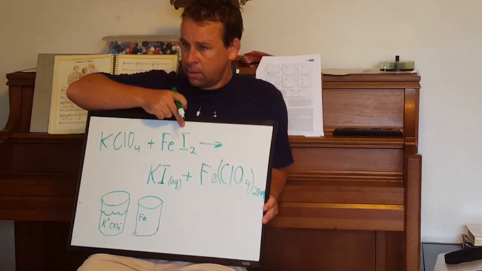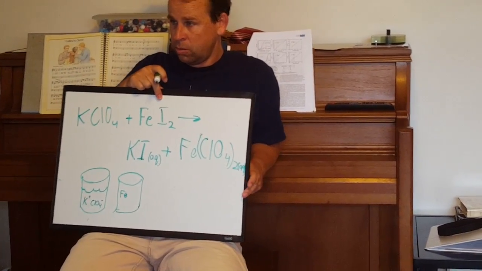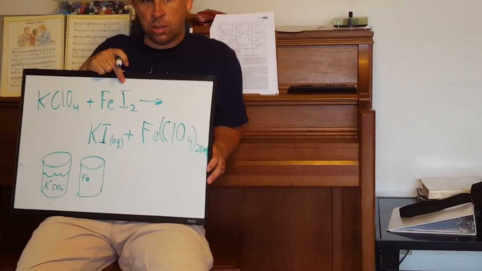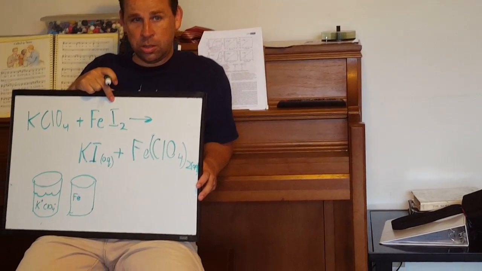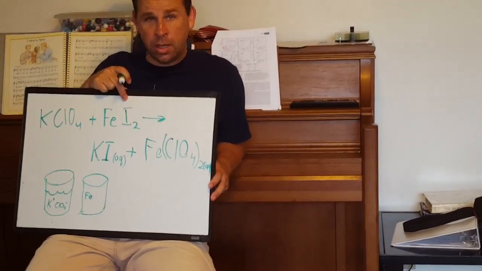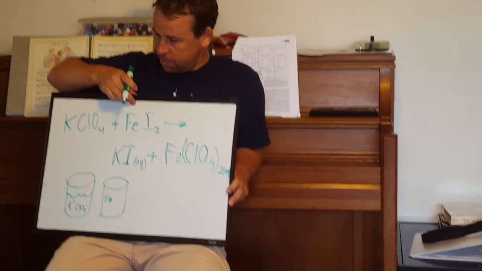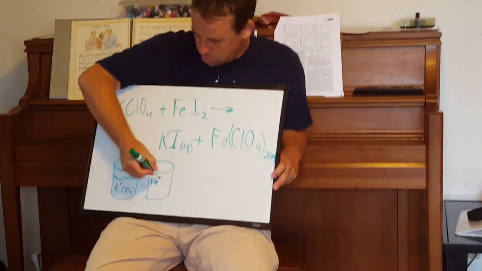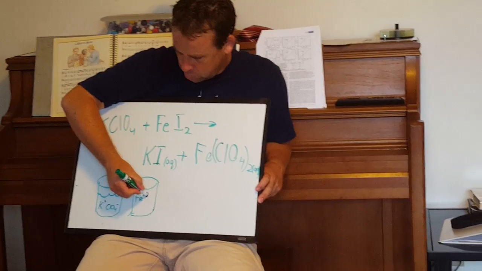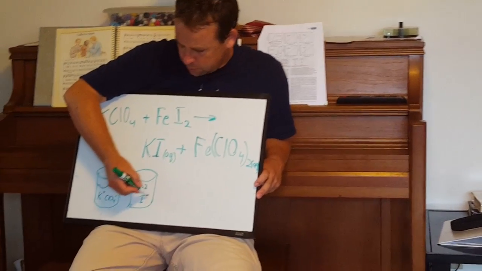Iodine has what kind of charge? Negative one. And if there's two of them, that means this has to have a +2 charge. All right, so this is a +2, and then the iodine has a -1 charge.